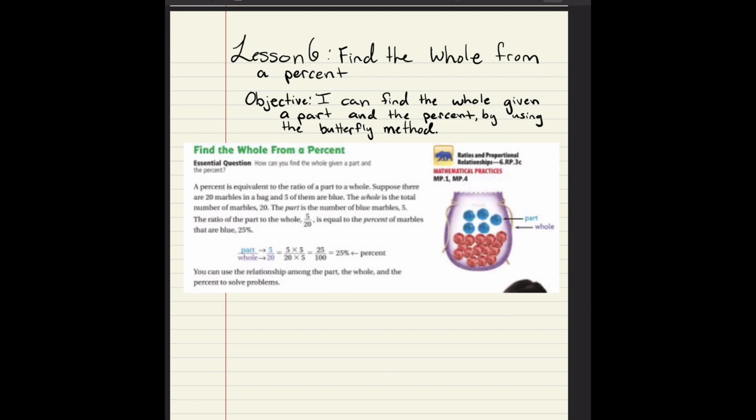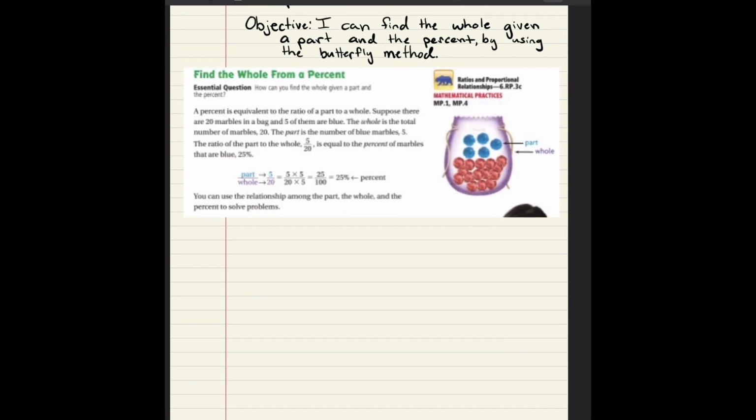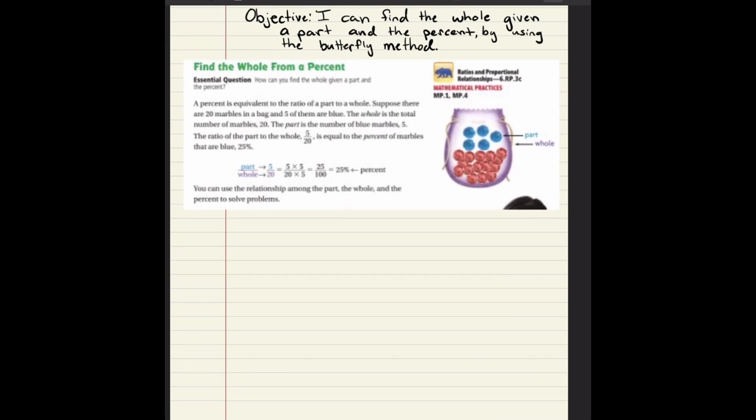So your objective is: I can find the whole given a part and the percent by using the butterfly method. And let's just go over some background info. Our essential question is, how can you find the whole given a part and the percent? We're going to answer that today. So let's just go over this.